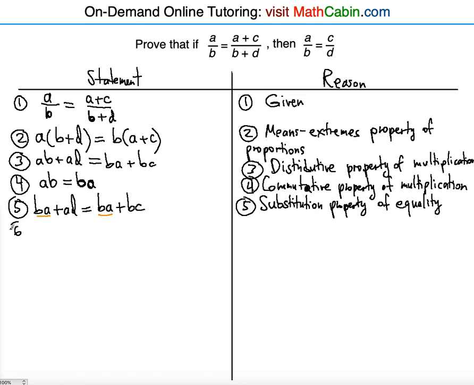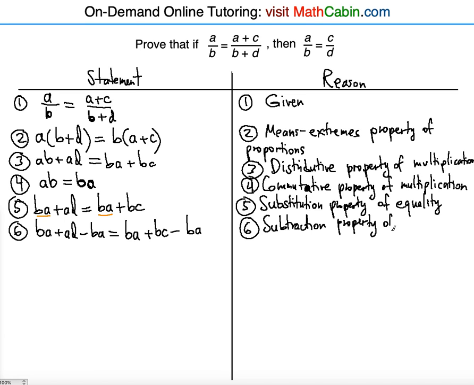Okay, so now, as we've said, we can subtract BA in both sides of the equation, and as a result we'll eliminate the BA that way. So how would you explain this step? This step can be explained by simply saying subtraction property of equality. Alright, so this is the subtraction.